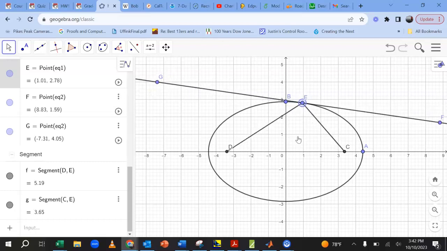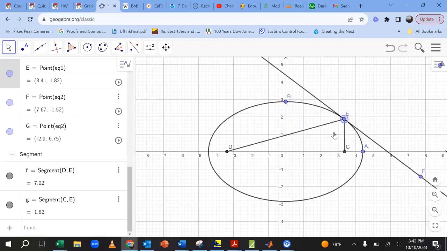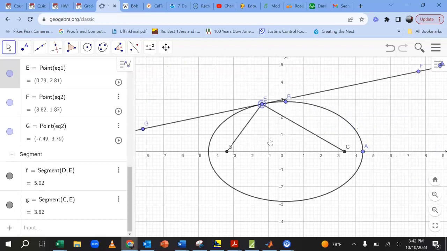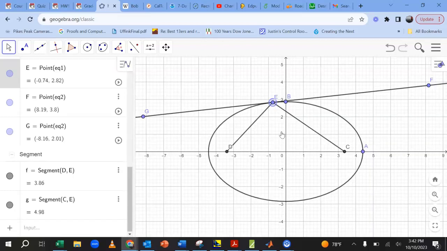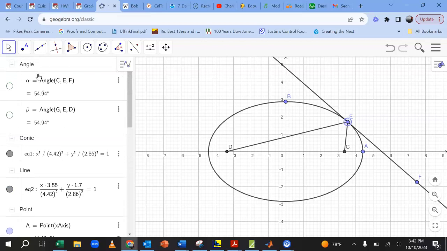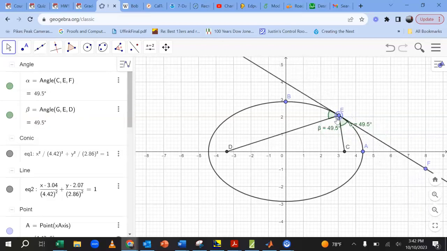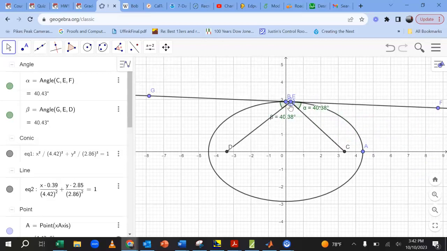That's pretty reasonable. But the much less trivial stuff is in between, where I claim that it's going to bounce off any one of these points and end up at the other focus. It's a very beautiful story. Again, similar to the story with the parabola. Let me put in those angles. I'll have it measure the angles here. And we can drag E one more time, and you can see those angles are exactly equal as it goes around.